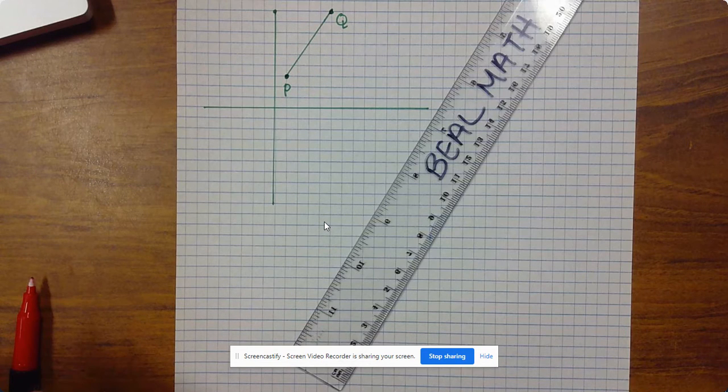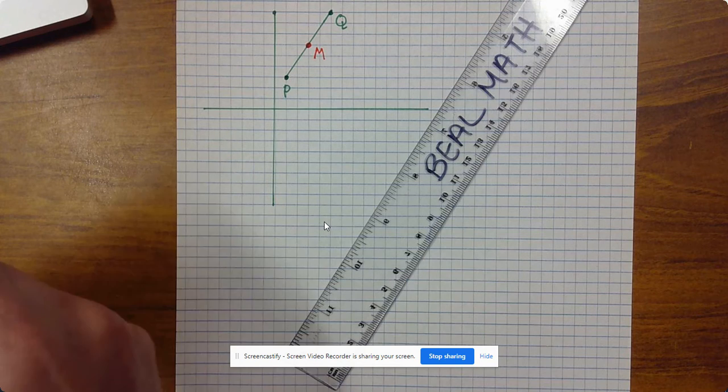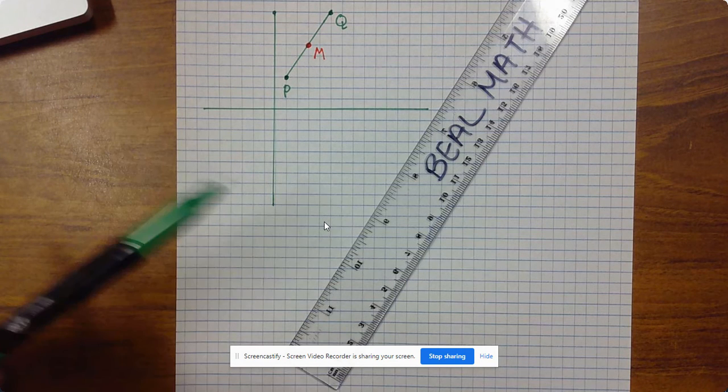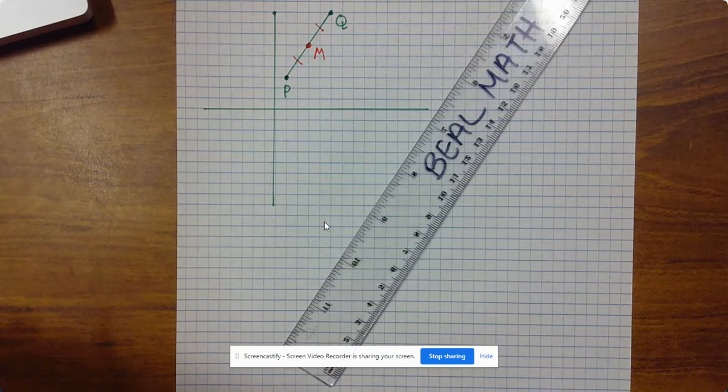And what we're going to try to do in this video is find the coordinates of a point M. M stands for midpoint. And what we want to do is make sure that point M is going to exactly split the line segment PQ. So the point M is going to split the line segment into two equal parts, the first part PM and the second part MQ. So we can always, for any line segment, find a midpoint that splits the line exactly in half. We call this bisecting the line segment.